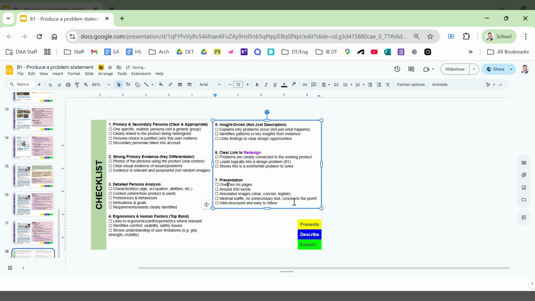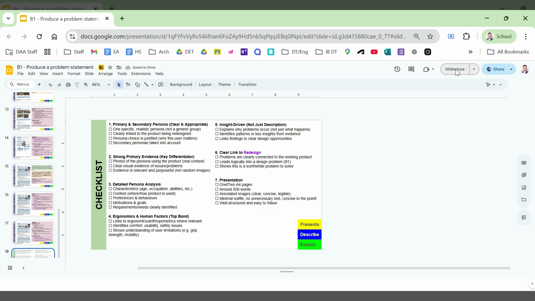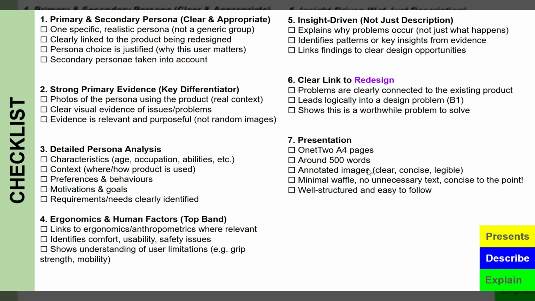And your annotated images, make sure that they're clear. I've seen a good few images that are stretched and they're just not legible. Minimum waffle, no unnecessary text, and just make sure your information is concise and to the point. And it needs to be well structured and easy to follow. So how you lay out your criterion A is going to be very important, because that will set you up nicely to write a successful B1.